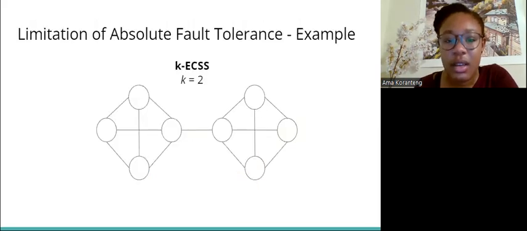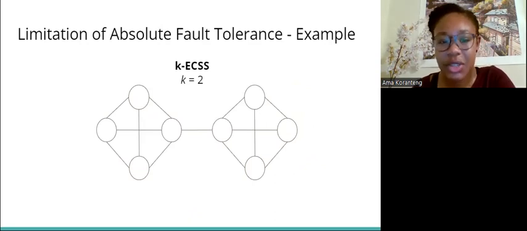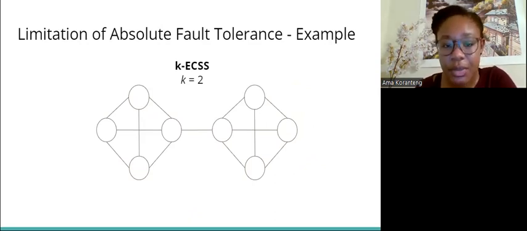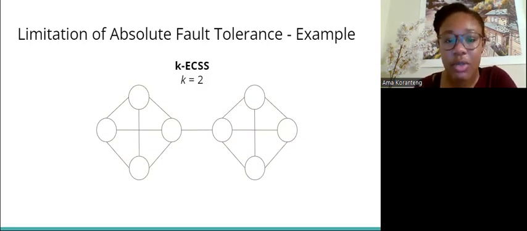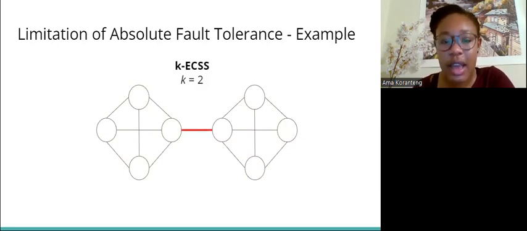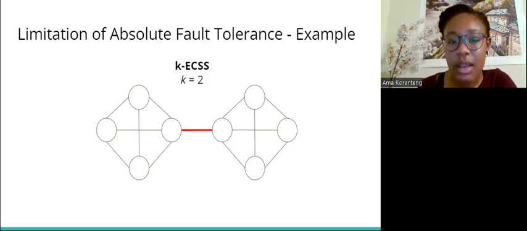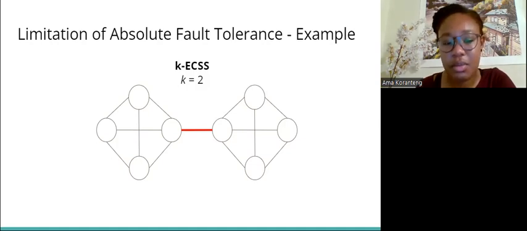All right, but unfortunately, there is actually a significant limitation to these edge fault tolerant problem definitions. Suppose this graph here is our input graph for KECSS with k equals 2. So that means we need to find a subgraph such that if we delete any single edge, the graph is still connected. But hopefully you can see that that's impossible because this red edge here is a cut of size 1, and so deleting it separates the graph. So there's straight up just no solution to this problem.